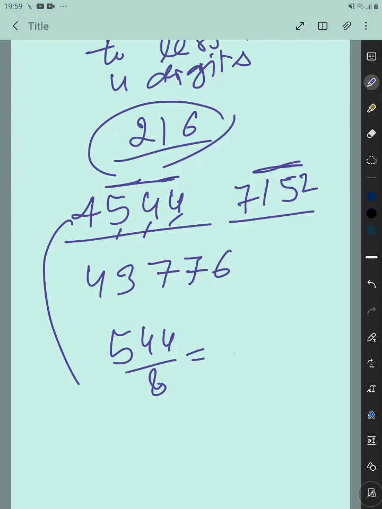So 8 6s are 48, and then we'll get 64, and 8 8s are 64. Okay, so we are getting 68 here. So it is completely divisible by 8. That's what it is divisible by.